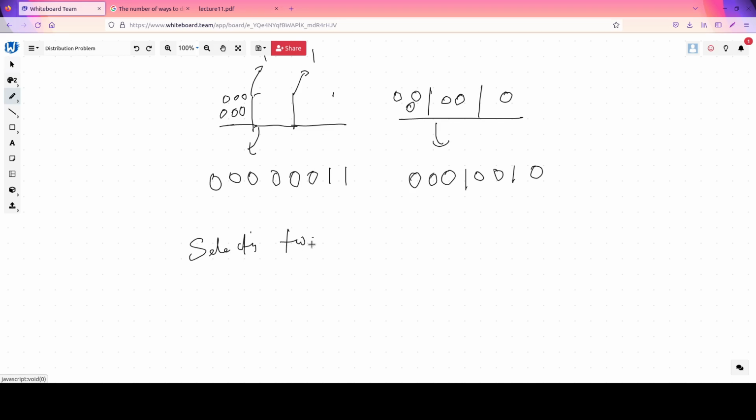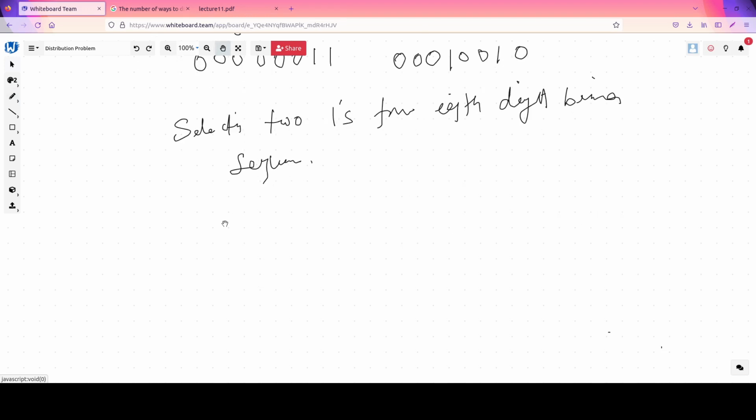two ones from an 8 digit binary sequence, right? So how do we arrive at this? There is a clear cut bijection. So if you distribute in any way, you will find a binary sequence of 8 digits, and then you will have two ones, right? So let's try again.